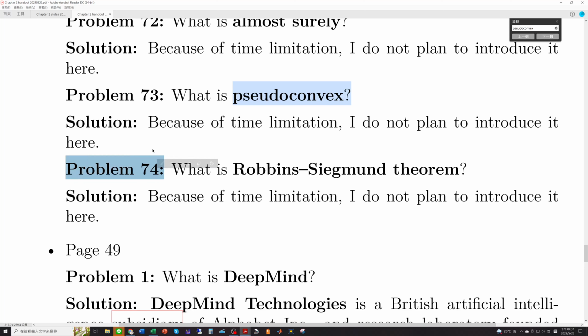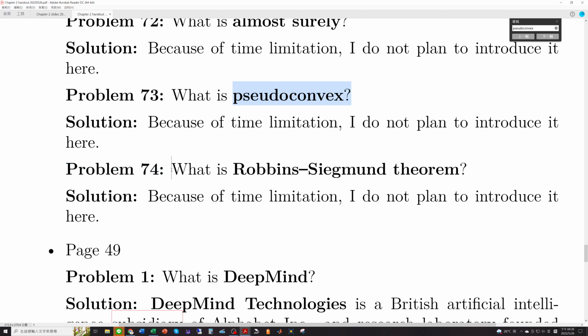Everyone, I think I need to tell you an important concept. It is important for you to ask questions when you learn something. You can see that we ask 74 problems on page 47 of the slides of chapter 2.